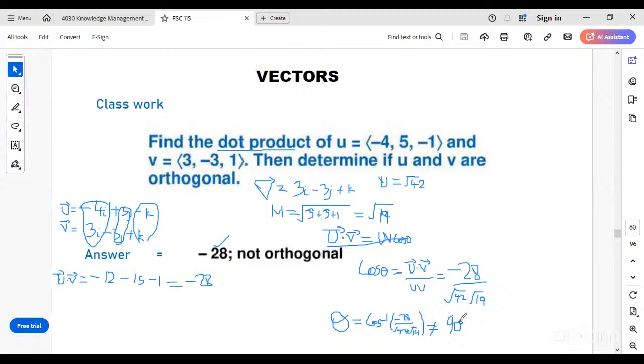Vectors U and V are not orthogonal. If it is 90, if the angle is 90, then vector U and V will be said to be orthogonal. So is that clear to everyone?